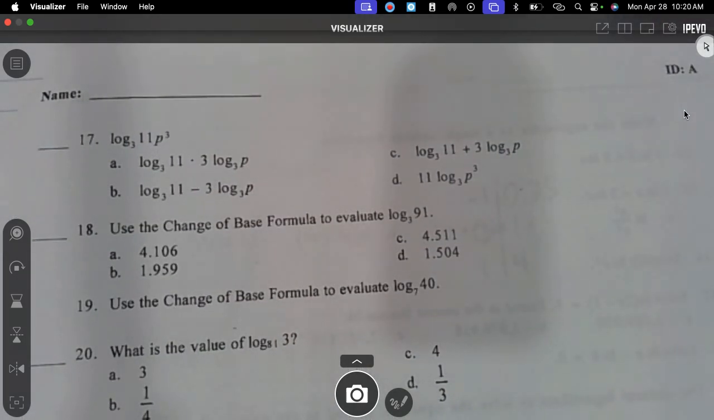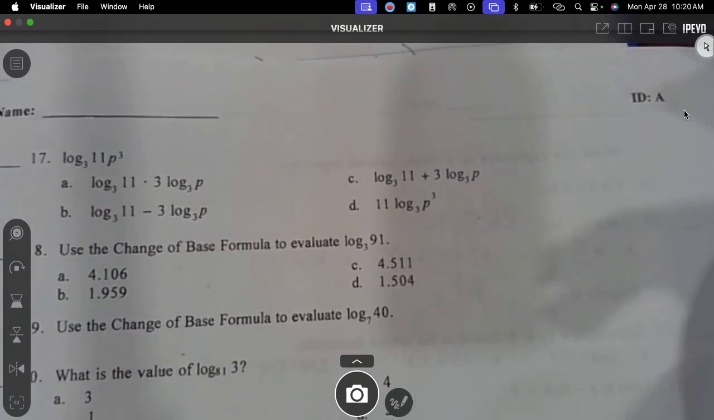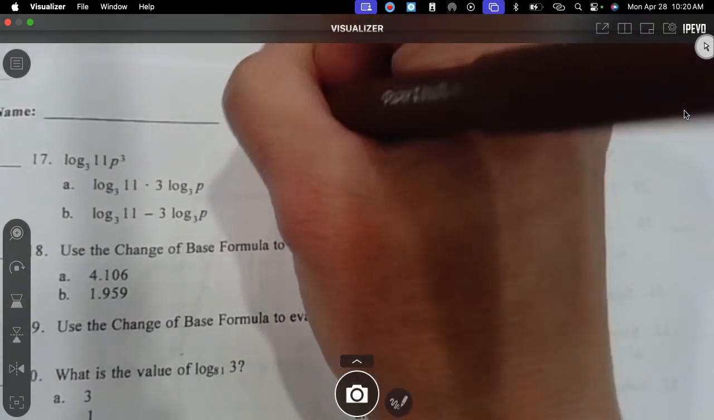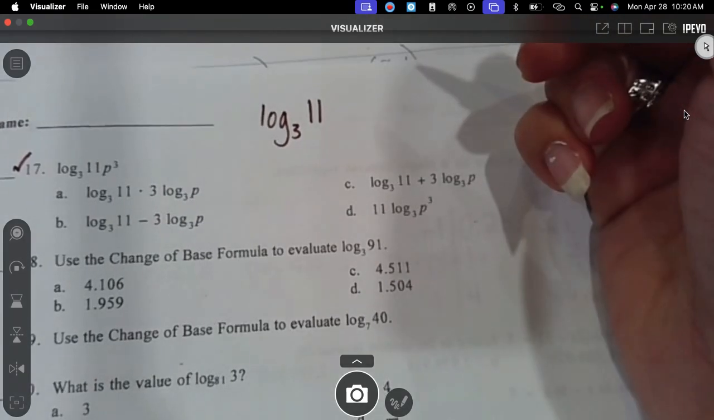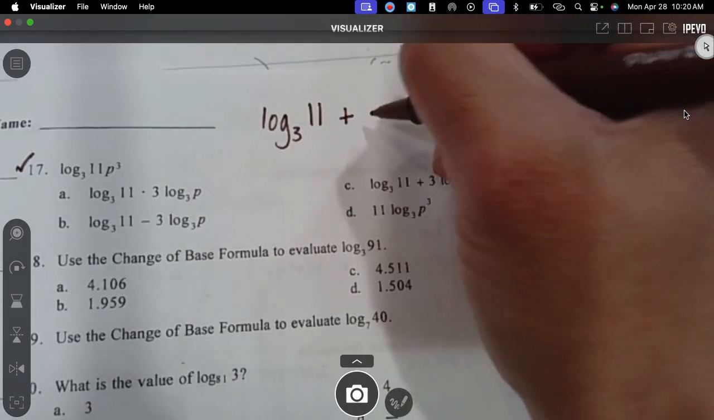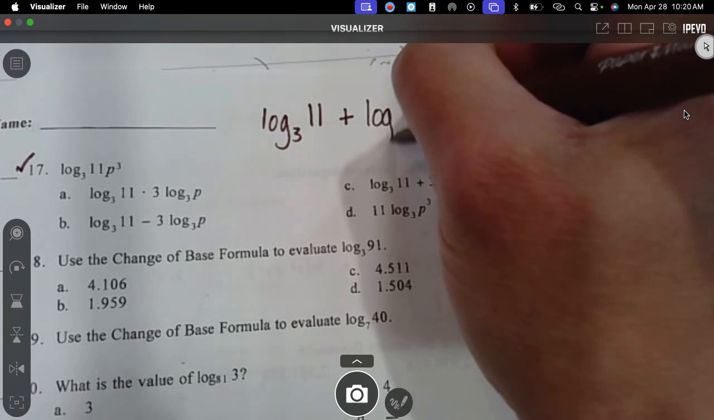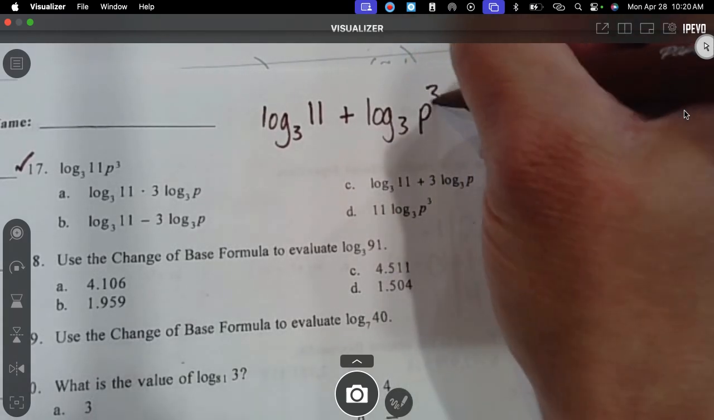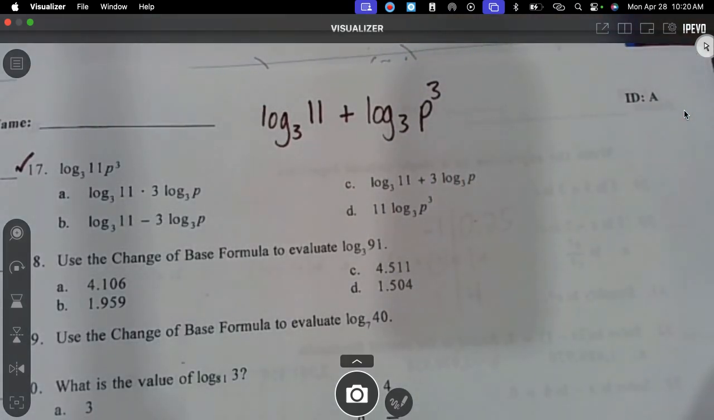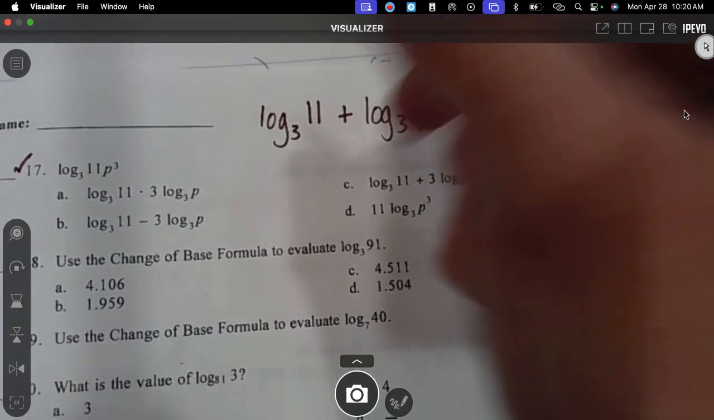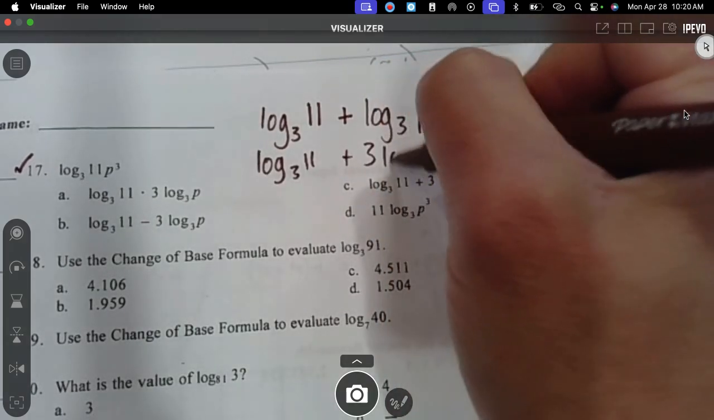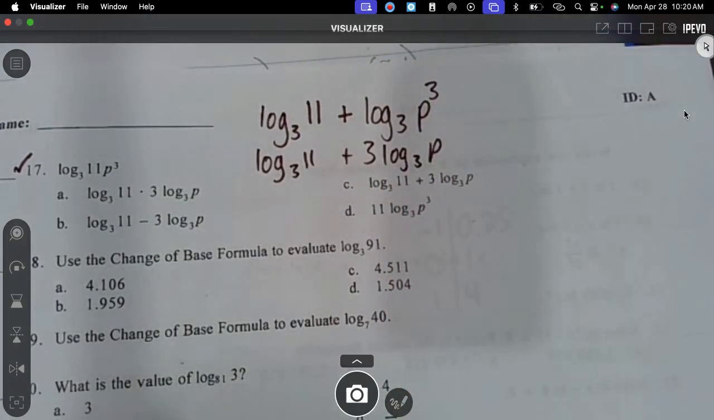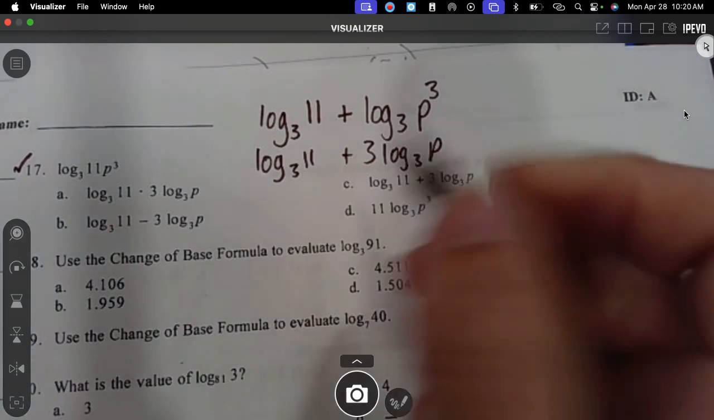Okay, next 17 is on there. So I get log base 3 of 11. And since they're being multiplied, what's my next thing? Plus log base 3 of p to the third. What's wrong with p to the third? The 3 needs to come out front. So let me rewrite that. And then which one's our answer for 17? C, that's correct.